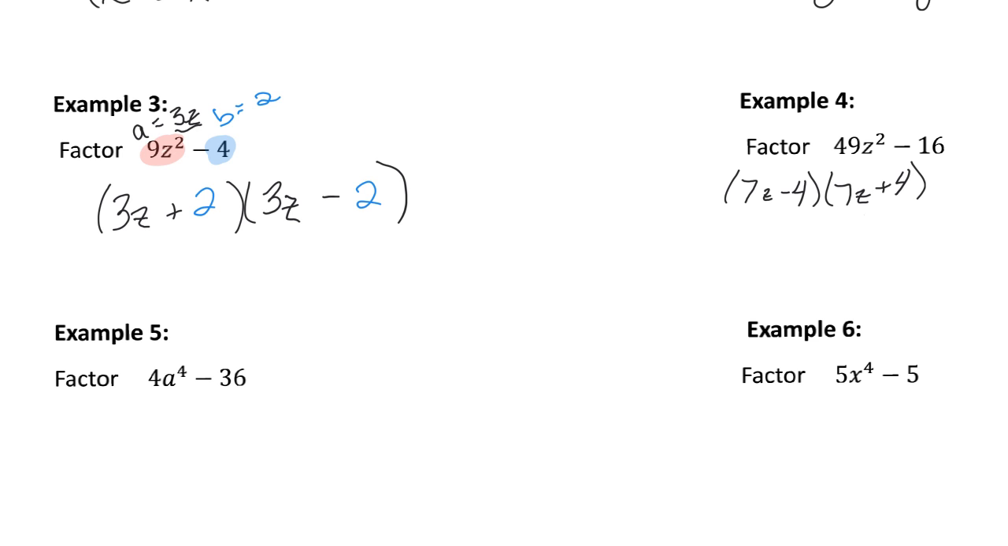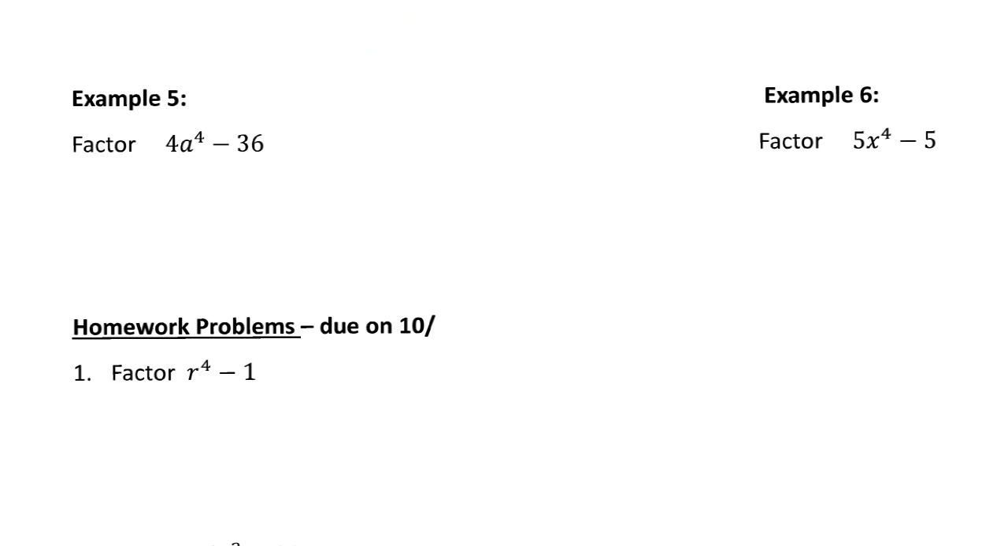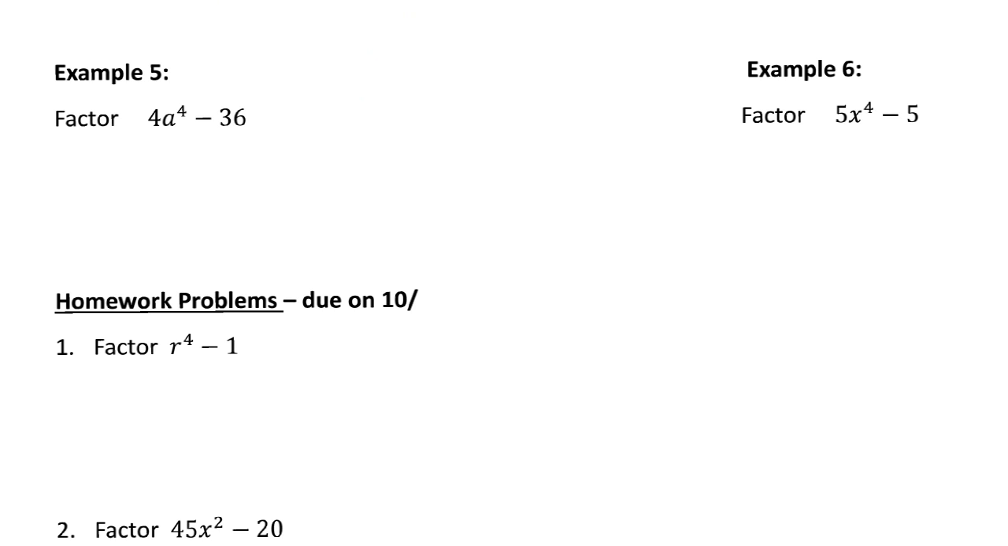Okay, so I want to look at example number 5. So example number 5, it is important to keep in mind our first way of factoring. So I'm looking at this and I have a 4, a to the 4th, and a 36. Is there a GCF we can take out? So we always want to try to find a GCF first. Okay, I'm looking at this and I'm saying absolutely. My GCF is going to be 4. So I'm going to take out a 4 first. And that leaves me with a to the 4th minus 9.